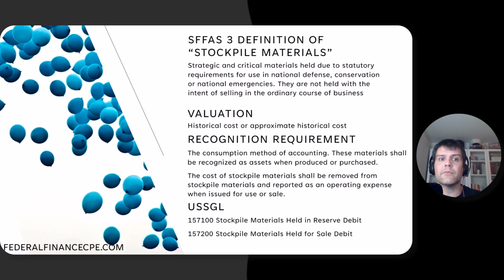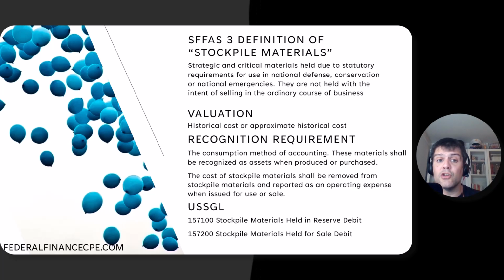As you know, the U.S. government has been around a while, and accounting standards in federal government haven't always been where they're at now. So you might have to approximate if the receipts aren't available. Now, the recognition requirement, this is really like consumption accounting. You're going to recognize it when you purchase it, and then as you use it, you're going to expense it as an operating expense, right?